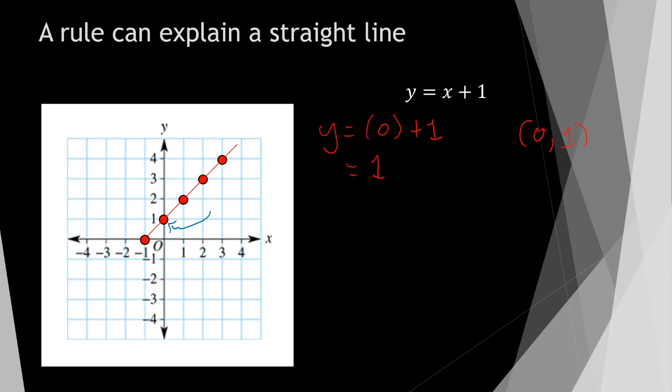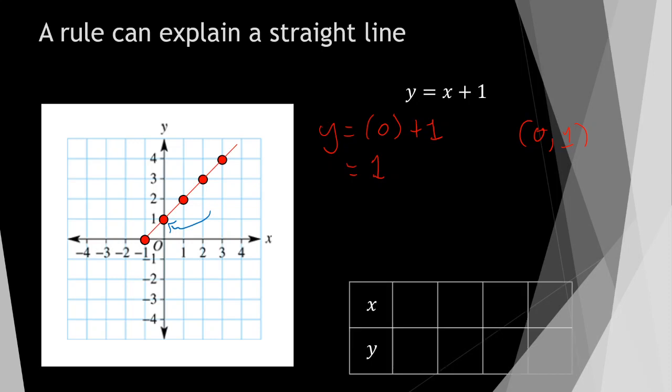So let's summarize this with the table. When x equals 0, y equals 1. What happens when x equals 1? When x equals 1, I'm going to use that rule, and I'm going to say 1 plus 1. Well, y should equal 2, right? And as you can see there on your graph, when x equals 1, y equals 2. So that's how we get 2.